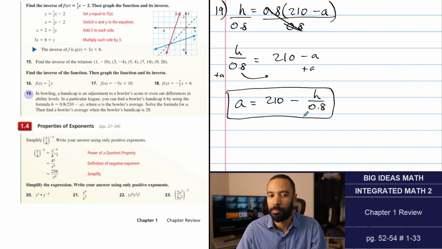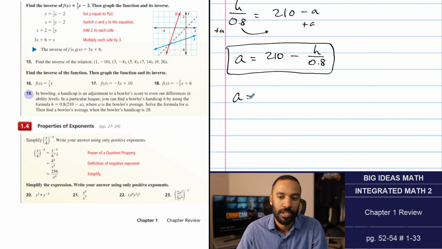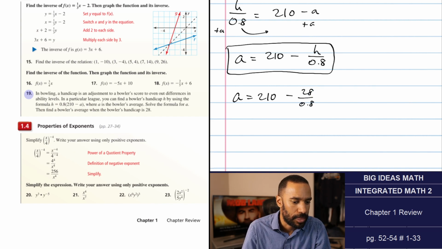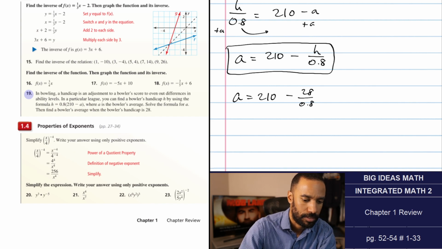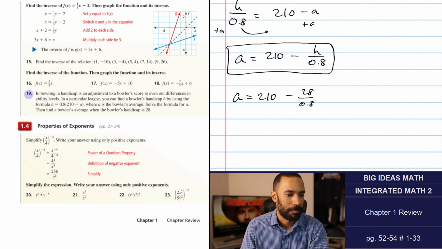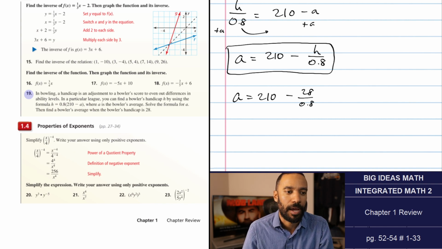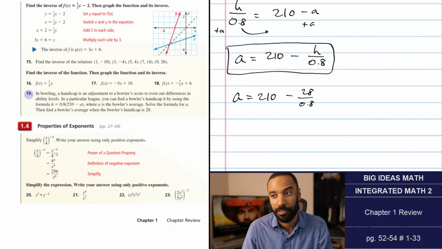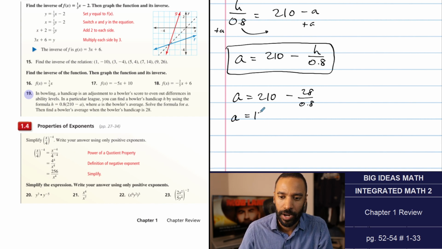Now, find the bowler's average when the bowler's handicap is 28. If I substitute 28 in for H, I'll get some answer. So A is 210 minus 28 over 0.8. And this is where I've got to use the calculator. I thought I had it popped up. Maybe I only thought about it. I'm not going to show you my calculator, but I'm getting mine on my computer here, and then I'm going to work it out. So 210 minus 28 divided by 0.8. And I'm getting 175. So A is 175.